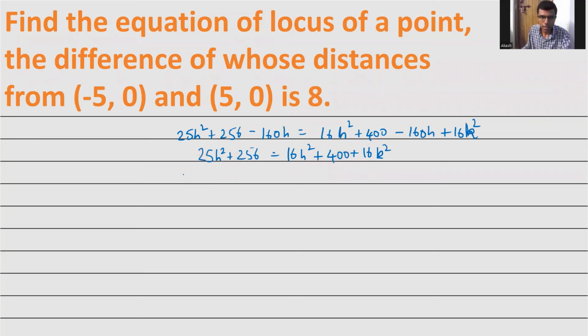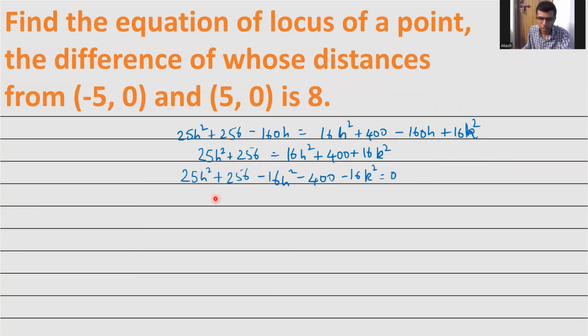So I'd get 25h square. Why I'm bringing all the terms to this side means I want the h square term coefficient to be positive. Now if I bring it here, I'll get 25 minus 16, which is 9. That's positive. If I take this 25 here, I get 16 minus 25, which is minus 9. Yeah, you could multiply the entire equation by minus 1, but still, it looks good whenever the first term coefficient is positive, like minus 16h square minus 400 minus 16k square is equal to 0.